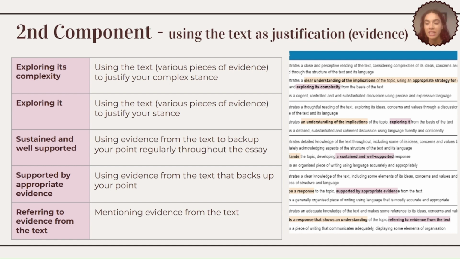Pretty good. Then the next one is you use evidence from the text that backs up your point. Cool. It's maybe not the strongest, it's maybe not as regular as it needs to be, but it is appropriate. And then finally, we've got just mentioning evidence from the text. So, you're talking about one character and you chuck in something about another character because that's the only quote you remember. It's one of those situations, right?